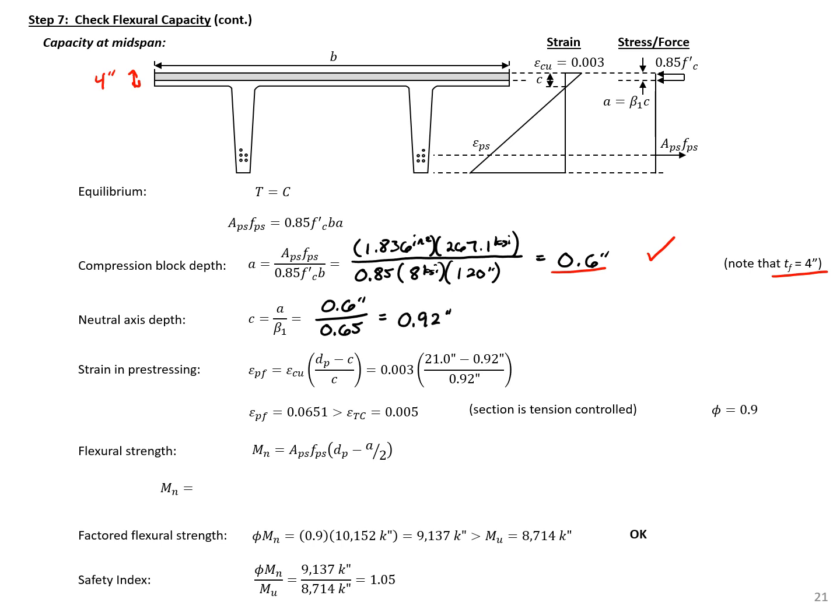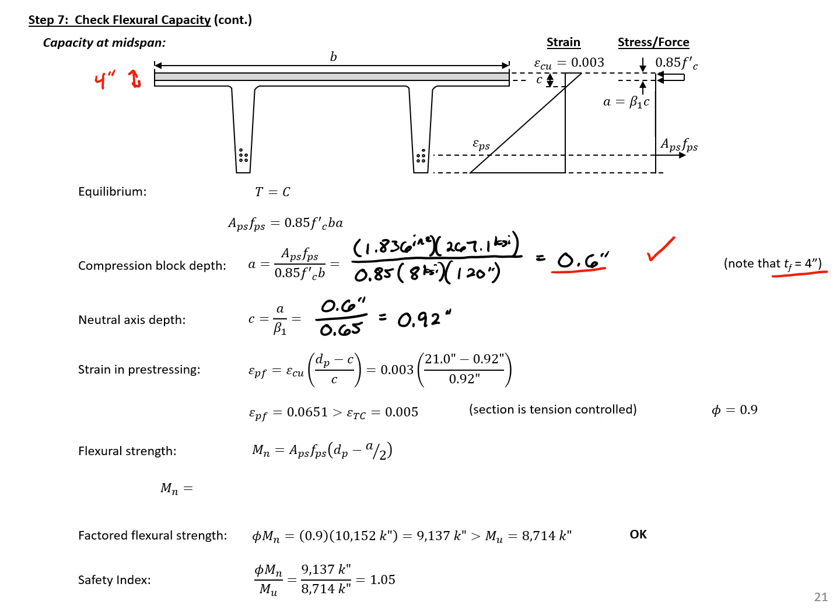And we can use that to find the strain in the prestressing at the centroid of the prestressing strands. So for that, we'll assume that we have a top fiber strain of 0.003. We'll assume a linear strain distribution, plane sections remain plane, and we can solve for the strain in the centroid using this equation here. So we'll find the strain is equal to 0.0651, which is greater than our tension controlled limit of 0.005. So our section's tension controlled, so we can use a phi factor of 0.9.